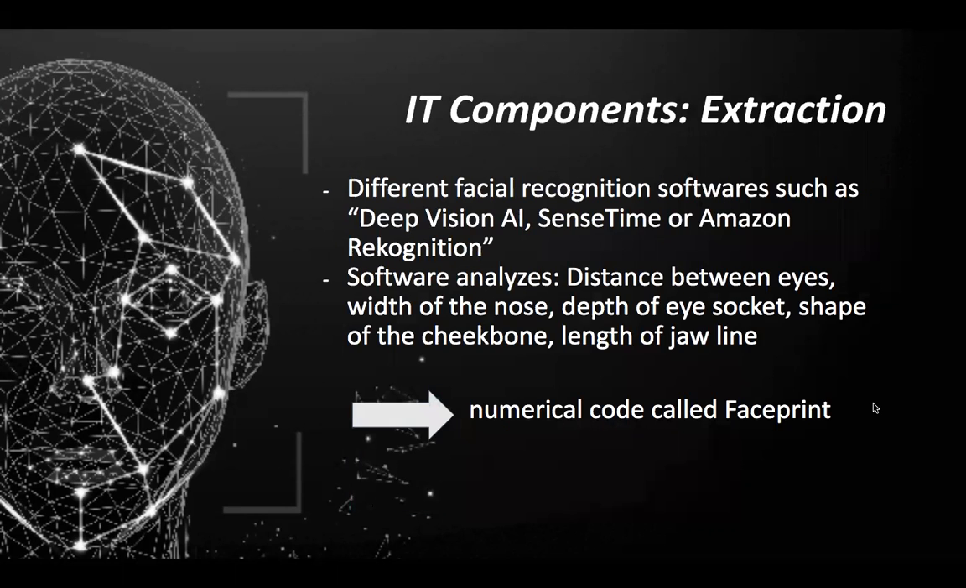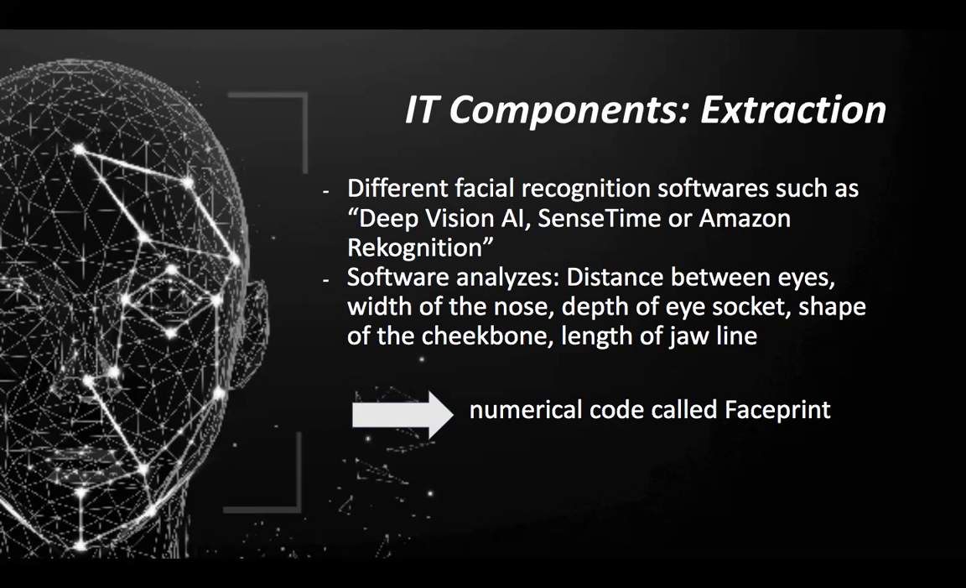The second part is the extraction. The overall goal of this part is to transform the physical features of a face, of a picture, into a code. For that, a software is used. The most famous producers of those softwares are Deep Vision AI, SenseTime, or Amazon Rekognition.